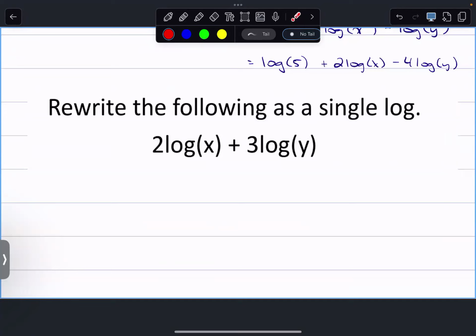What if you have to rewrite this as a single log? So just one log base 10, nothing else. I'll give you 1 minute, a mad minute.